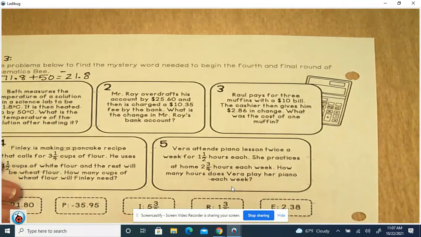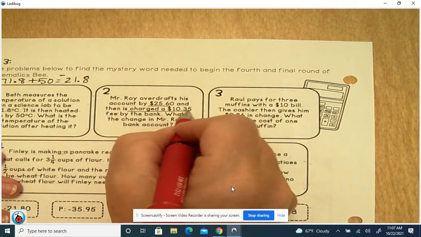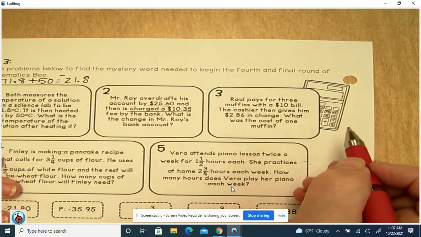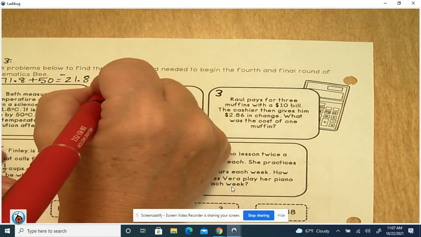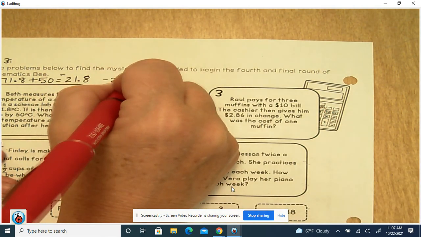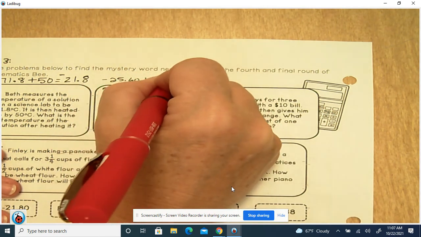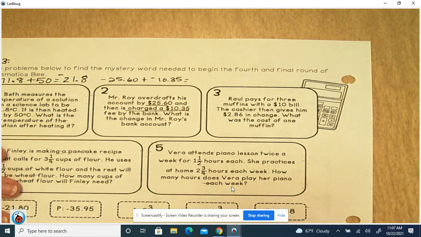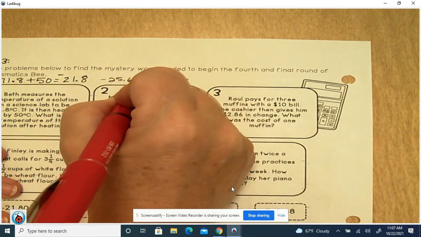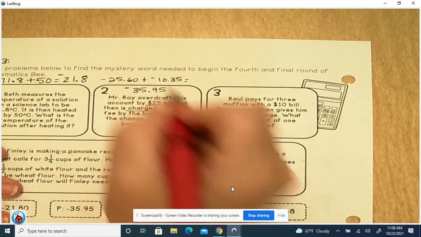Number 2, Mr. Roy overdrafted his account by $25.60 and then is charged a $10.35 fee by the bank. What is the change in Mr. Roy's bank account? So we've got a negative 25.60, and we have to add that charge to it. I gave y'all an example of this in class the other day. That is same sign, add and keep. And when we add 25.60 and 10.35 together, we get 35.95. Same sign, and we keep the negative.